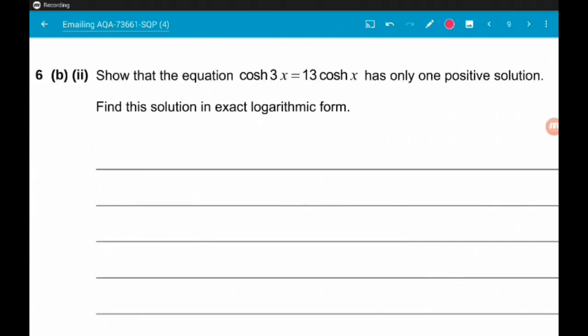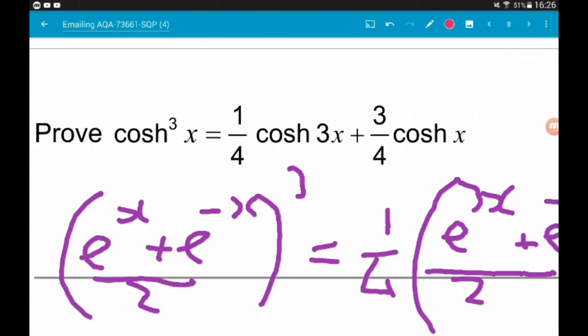Okay, then the final part wants us to show that the equation cosh of 3x equals 13 cosh of x has only one positive solution. We want to give this solution an exact logarithmic form. So, bit of a problem, we've got cosh of 3x and cosh of x, so two different types of cosh term. Luckily though, the equation that we used here is going to help us in this question.